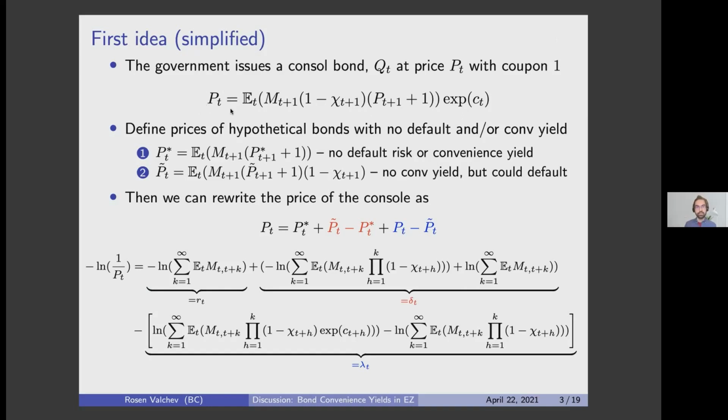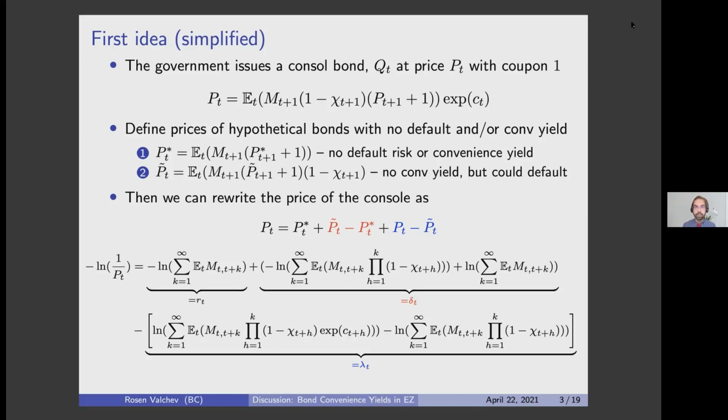Essentially the Euler equation tells me that the value of this bond today must be the risk neutral expectation of the default probability and what I'm expected to receive tomorrow in terms of financial returns, which is the coupon of 1 and also this future price P_{t+1}. But then in addition to that, there's something more. There's this term C_t here, which is log, so we write it as exponent of C_t. So the other equation is not only the discounted expected future financial return on the bond, but it's also something else, which we call the convenience yield.